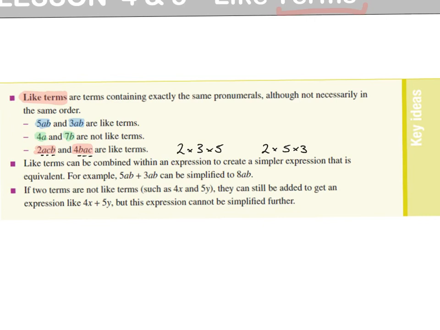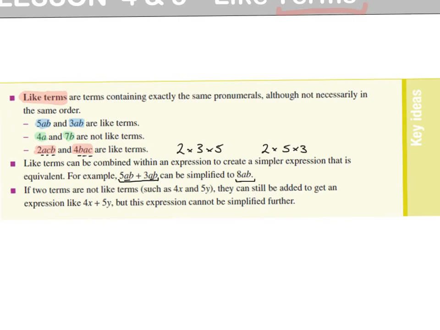Like terms can be combined within an expression to create a simpler expression that is equivalent. So if we have 5AB plus 3AB, we've got 5 lots of AB plus 3 lots of AB. Altogether we've got 5 plus 3, so we'd have 8 lots of AB.